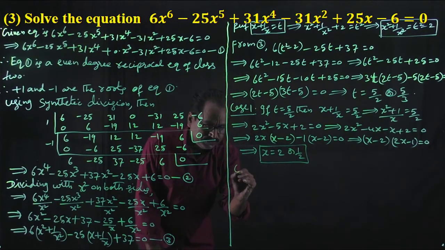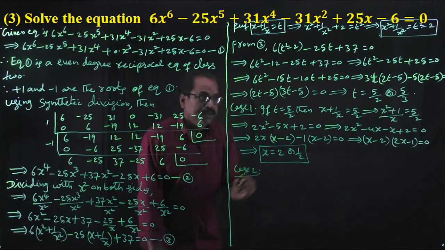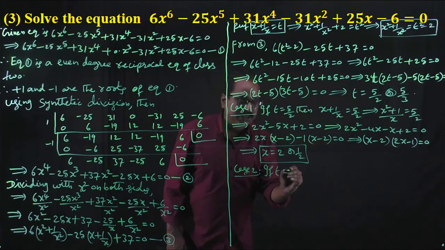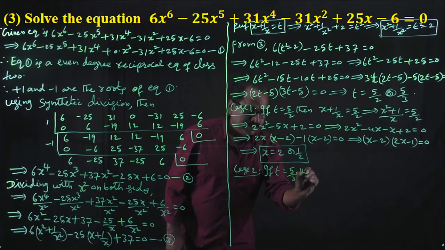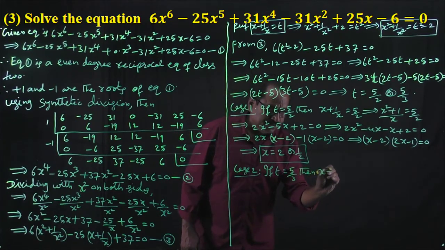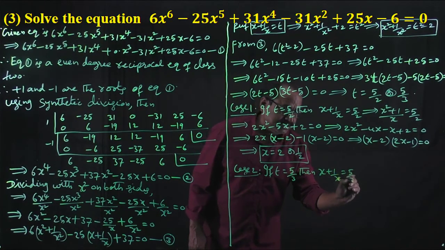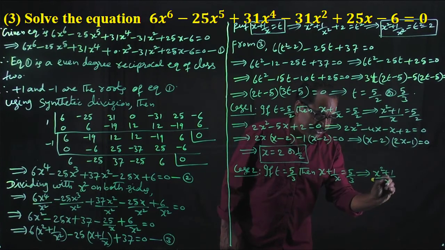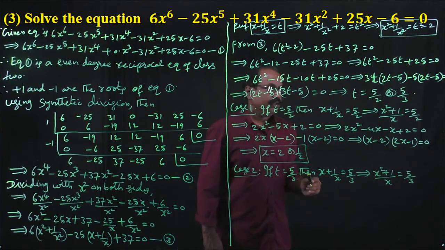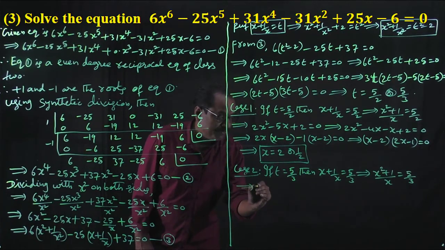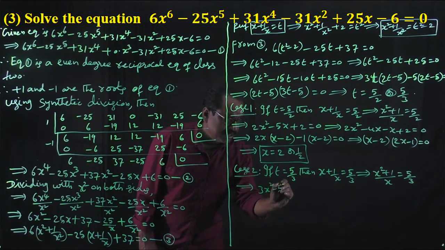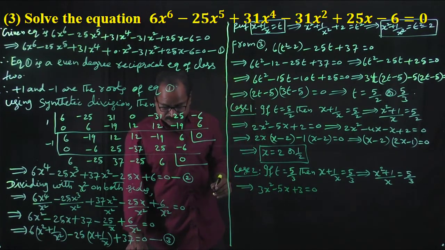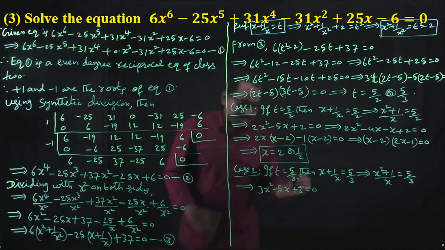Now case 2. If t is equal to 5 by 3, then x plus 1 by x is equal to 5 by 3. Now cross multiplication: 3x square minus 5x plus 3 is equal to 0.